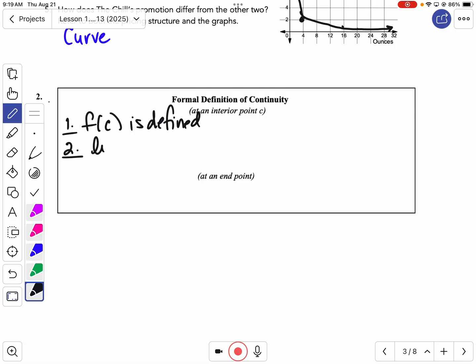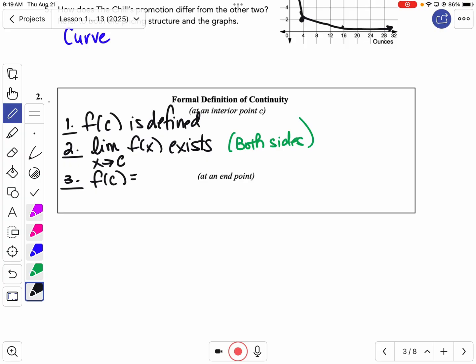Second, the limit as x approaches c of f of x exists. That means both sides are equal. Okay? And then finally, not only does the limit exist, it equals the value of the function. Okay? So to prove that something is continuous, those are the conditions we have to meet. Okay, continuity, formal definition, is an existence theorem. This is what we have to prove is true in order to prove that something is continuous.